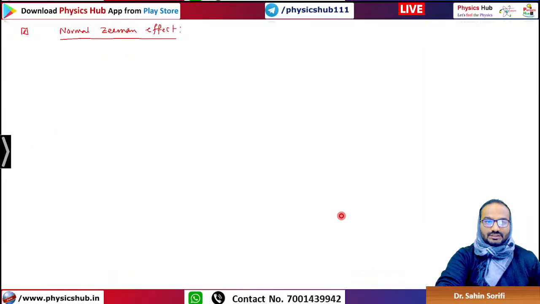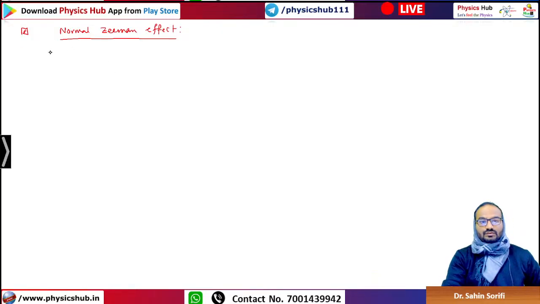So the first condition is singlet, very good. And what is the second condition which is necessary? This is observed between singlet states.